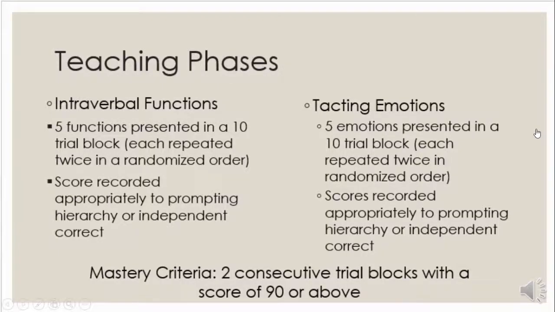For a brief overview, there were the 2 teaching phases, or training phases. The first one was the intraverbal functions. The 5 functions were presented in a 10 trial block with each stimulus repeated twice in a randomized order. The score was recorded appropriately to the prompting hierarchy or independent correct. Following that was the teaching of the tacting emotions. 5 emotions, again, were presented in a 10 trial block with each stimulus repeated twice in a randomized order. The scores were recorded appropriately to the prompting hierarchy or independent correct.